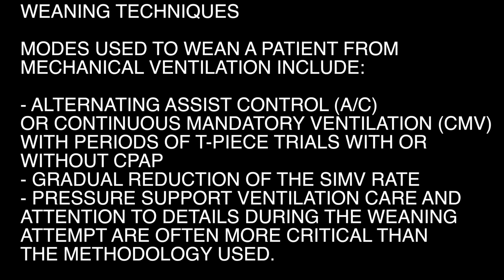Weaning techniques. Modes used to wean a patient from mechanical ventilation include alternating assist control (AC) or continuous mandatory ventilation (CMV) with periods of T-piece trials with or without CPAP. Gradual reduction of the SIMV rate. Pressure support ventilation. Care and attention to details during the weaning attempt are often more critical than the methodology used.